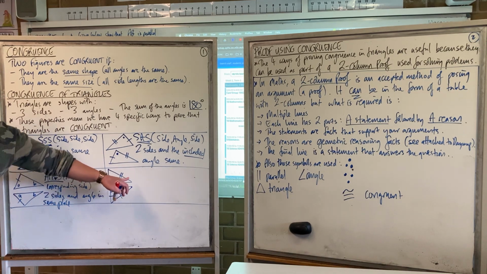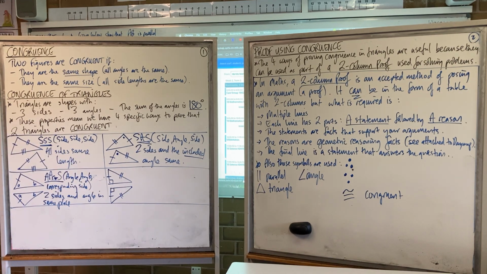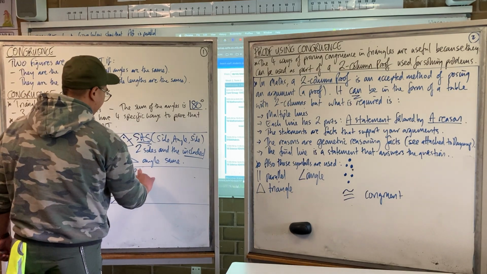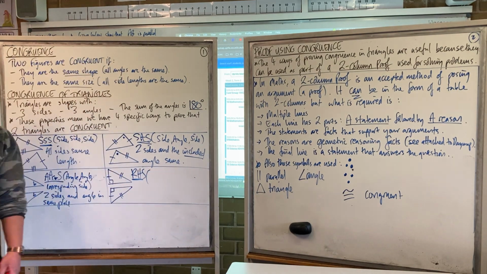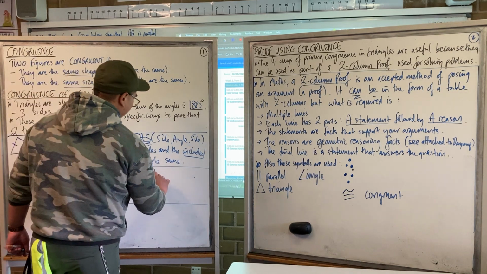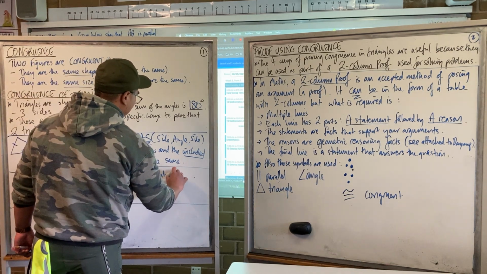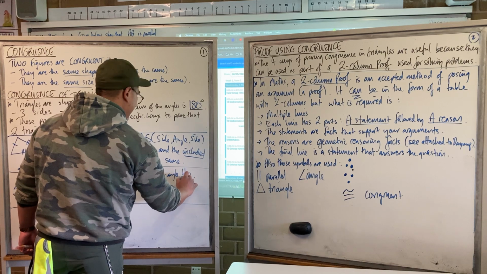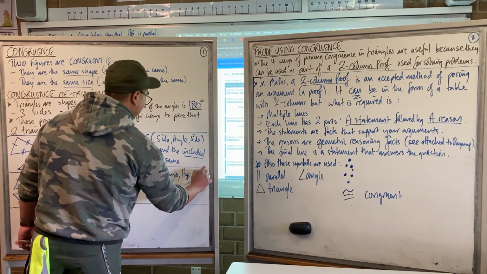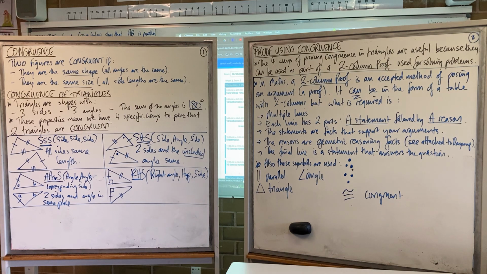This last one, does anyone remember what the code was for it? RHS. Well done. What do you reckon RHS stands for? So you check, is it a right angle triangle? Right angle, hypotenuse, and a side. That's self-explanatory, it's in the name. That should go on your cheat sheet unless you remember it. I trust you to remember it, but other people, up to you. You've got space. You get a one-sided A4 handwritten note sheet again.